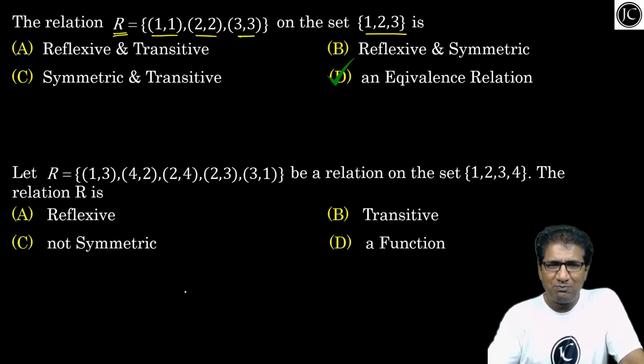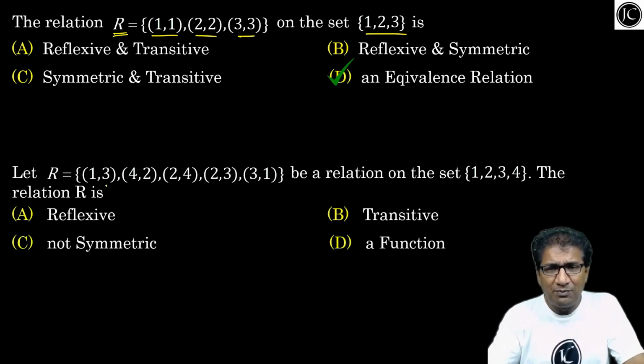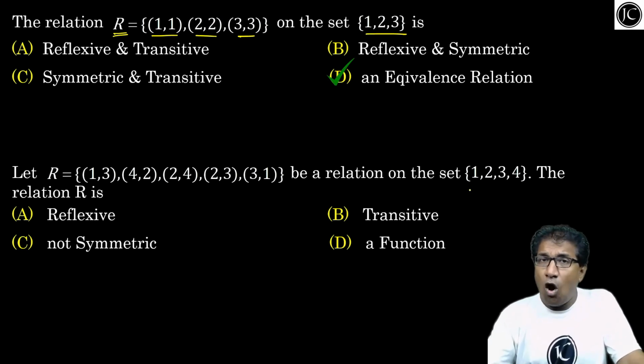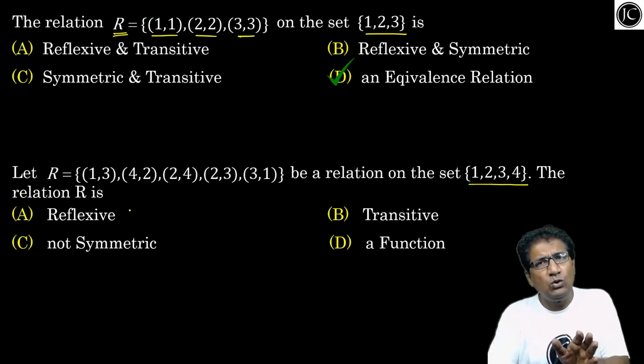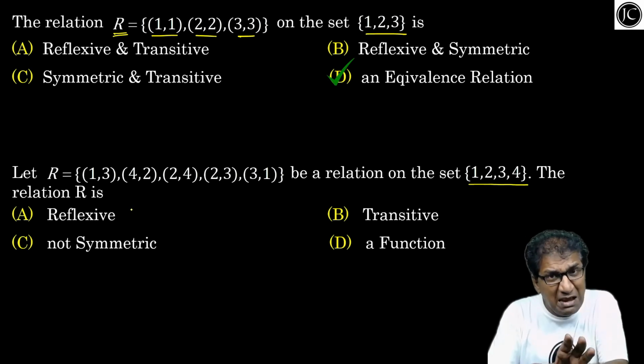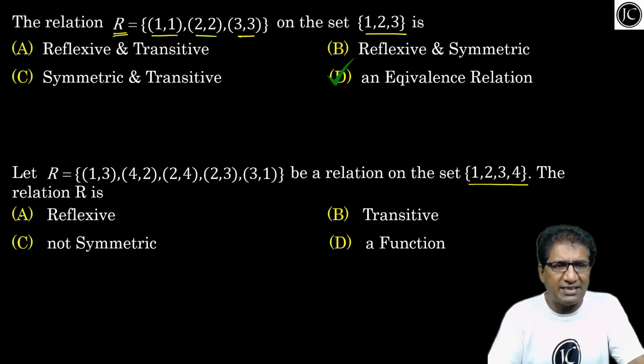Next problem. Here, the relation R is given, and the set on which the relation is defined contains the elements 1, 2, 3 and 4. Now observe carefully, we do not have (1,1), (2,2), (3,3) and (4,4) as elements in R. Hence it is not a reflexive one. So this option is wrong.